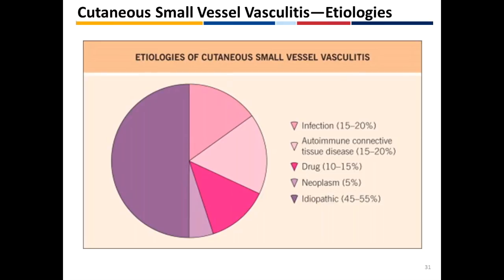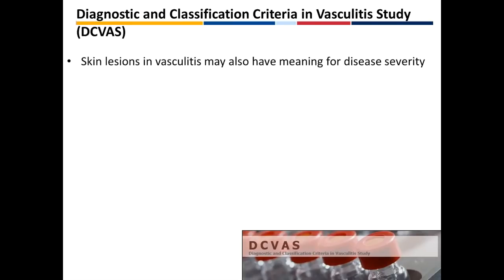Now, probably skin lesions and vasculitis are helpful for more than just diagnosis and possible underlying trigger and so on. It may have some indication for the severity of the overall disease. So this is a study called the Diagnostic and Classification Criteria in Vasculitis Study, or DCVAS. This is a study whose purpose is to help determine criteria for diagnosing vasculitis. And we looked back at some of the patients in that study, about 1,200 patients with ANCA-associated vasculitis, so microscopic polyangiitis, eosinophilic granulomatosis with polyangiitis, or Churg-Strauss, and granulomatosis with polyangiitis, or Wegener's.